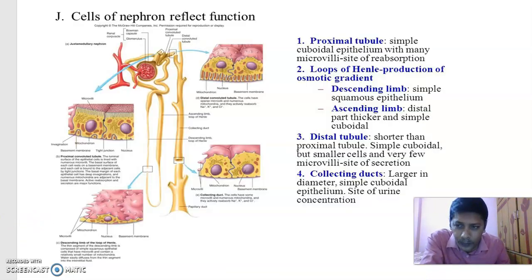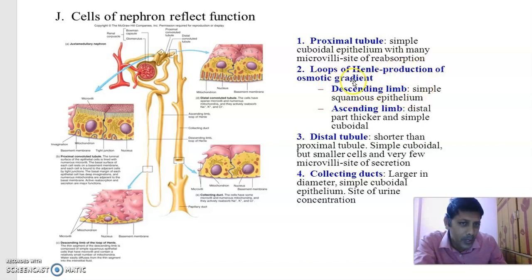And next you can see the DCT: microvilli are absent, and cuboidal, shorter cells are present here. Collecting ducts are opening into the duct of Bellini. These are the tissues and additional features related to that. Okay, you can see here the descending limb of the loop of Henle.